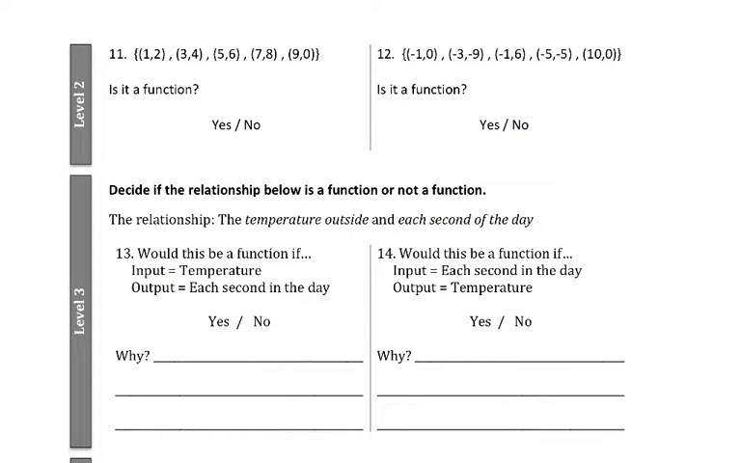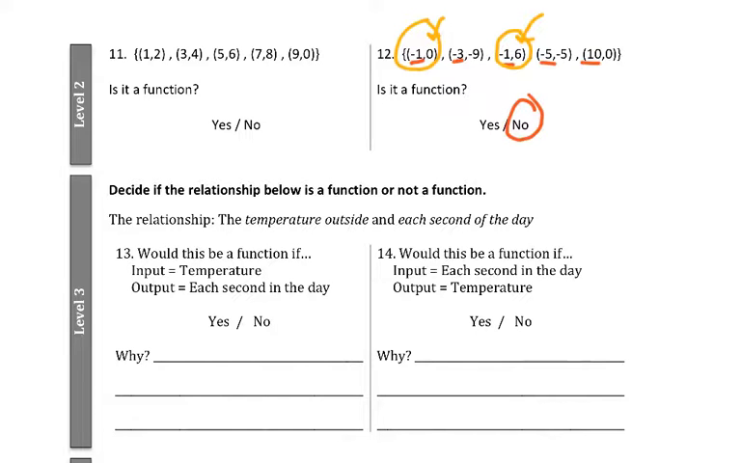Alright. So again, the idea is that we're looking for duplicate x values with different y values. So I'm going to look here at question 12. I've got a -1, a -3, a -1, a -5, and a 10. Well, we've got a problem because if I put a -1 into my machine, it doesn't know if it should give me a 0 or a 6. So our function machine breaks. This is not an example of a function because for one input, -1, I have two different outputs, 0 and 6. Alright? So that's the idea you want to think to yourself.